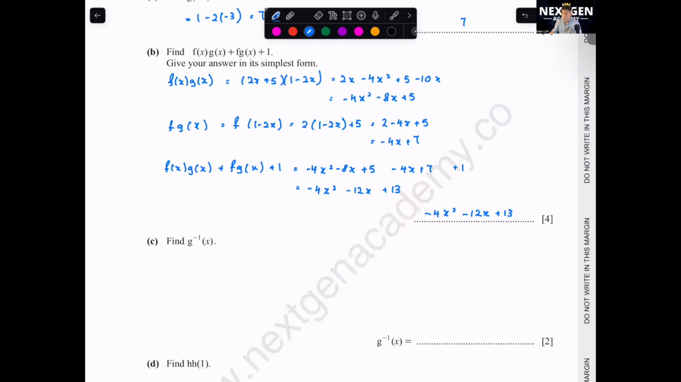Okay, next one, find g inverse of x. I like to start with this. Let y equal g inverse of x. So g(y) equals x. g(x) is 1 minus 2x, so here it will be 1 minus 2y equals x. We want to make y the subject. So 1 minus x equals 2y. y is (1 minus x) over 2. So here it will just be (1 minus x) over 2.